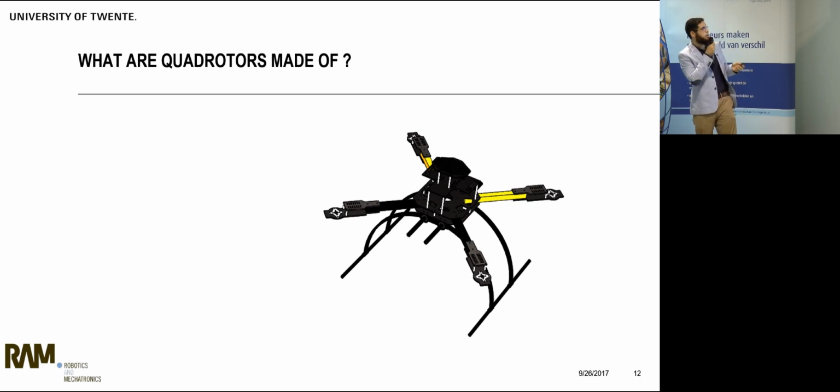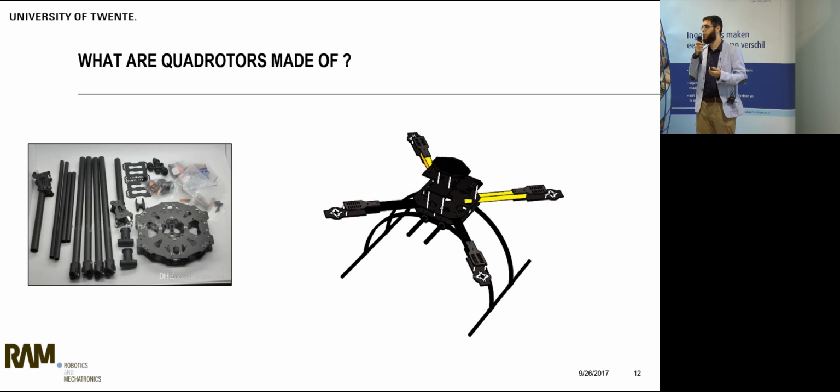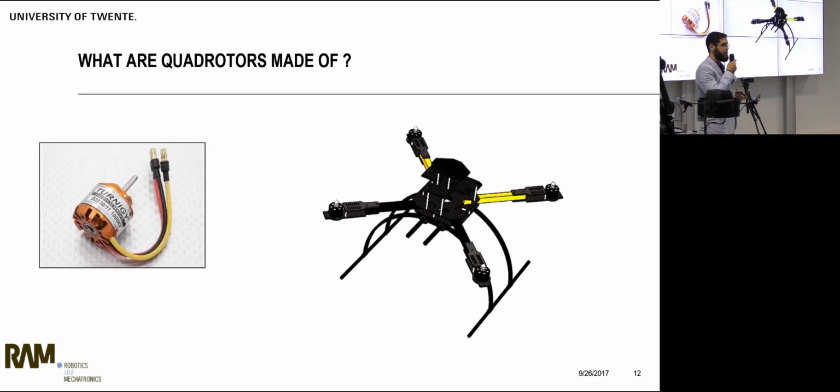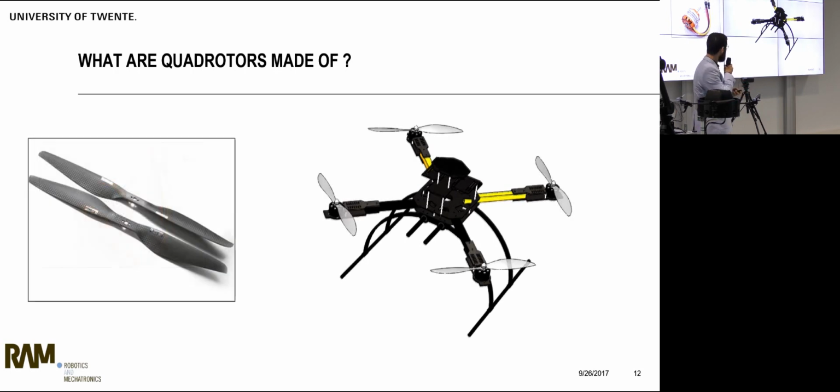All you need is a mechanical frame to put the avionics on. This frame is made out of lightweight material, like carbon fiber and aluminum. You need 4 electric motors, and in these applications we use a special type of motor called a brushless DC motor. On each motor you need a propeller, which is used to produce thrust in order to lift the drone up from the ground.